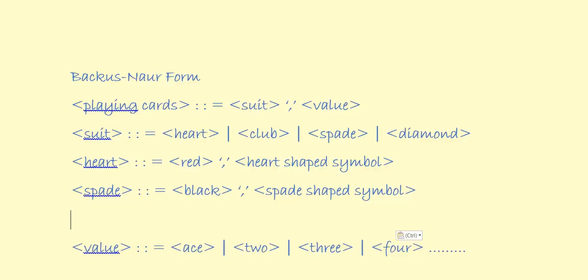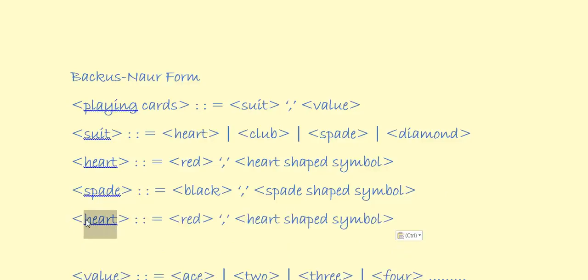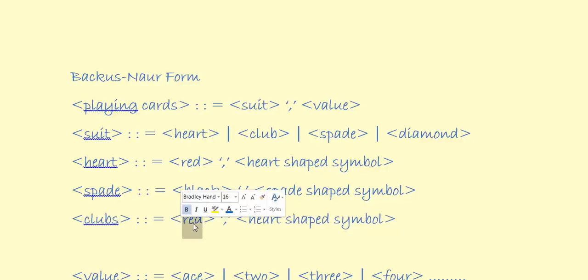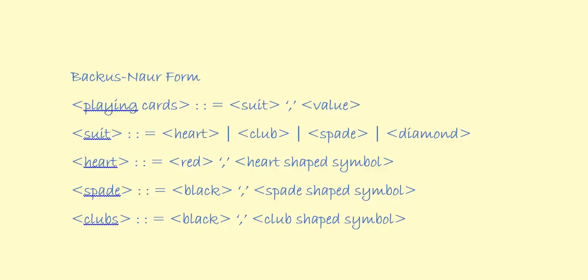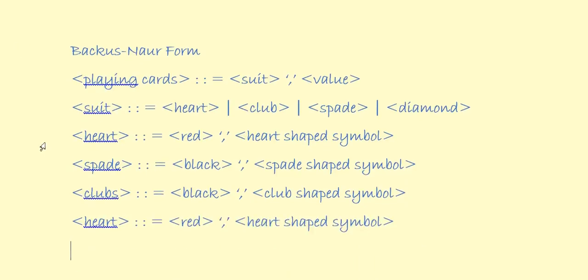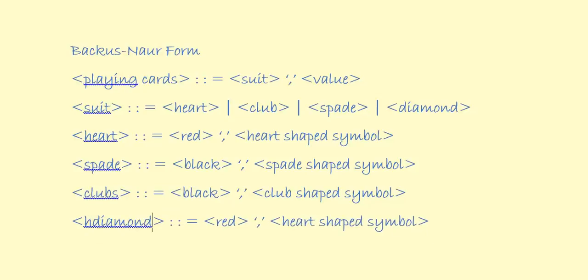So let's just finish this off. So we've got spades, so we've got clubs. Well, clubs we know are black, and clubs have a club-shaped symbol. Now you might go even further than this, of course, and define what a club-shaped symbol looks like, but that's not the point of what we're doing here today. So we'll just paste that one in for diamonds, so that we have a faux set of cards. Oh, I could spell diamond there. D-I-A-M-O-N-D.